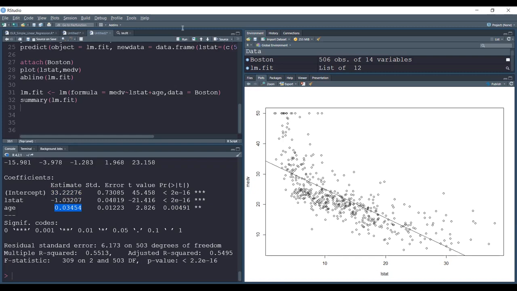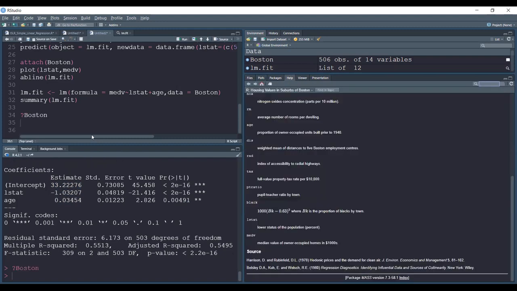So when we say age, must be the age of whatever, right? Either the property itself. Now that doesn't make sense because the data value is, I'm actually curious now. The age of what? Maybe the average age of the properties? No. The proportion of owner-occupied units built prior to 1940. Okay. So it gives you an idea of how recent the buildings are.